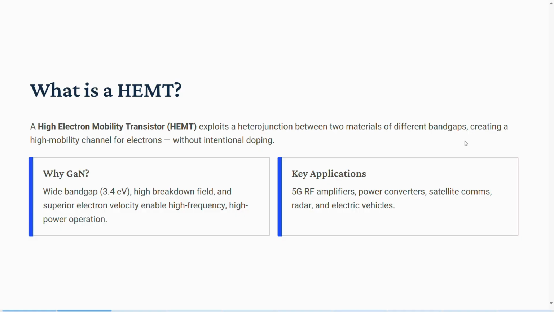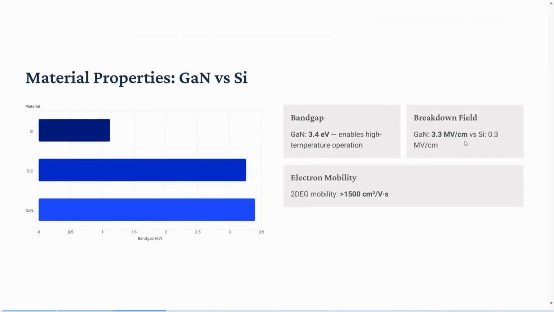GaN versus silicon. The first difference is the band gap. Silicon has about 1.1 electron volt, whereas GaN has about 3.4 electron volts. A higher band gap means the device can operate at higher temperatures and voltages without failure. Second, the breakdown electric field. GaN can withstand much higher electric fields, making it ideal for high power applications.